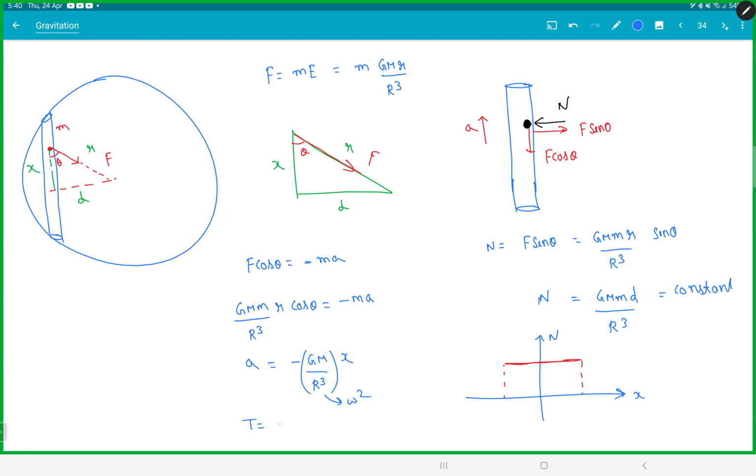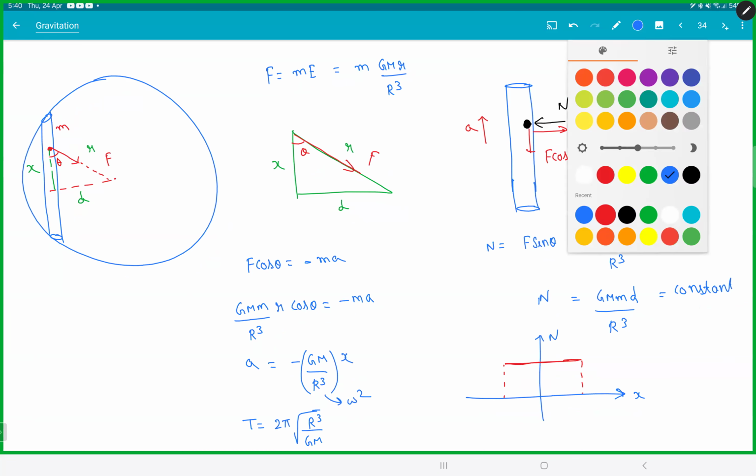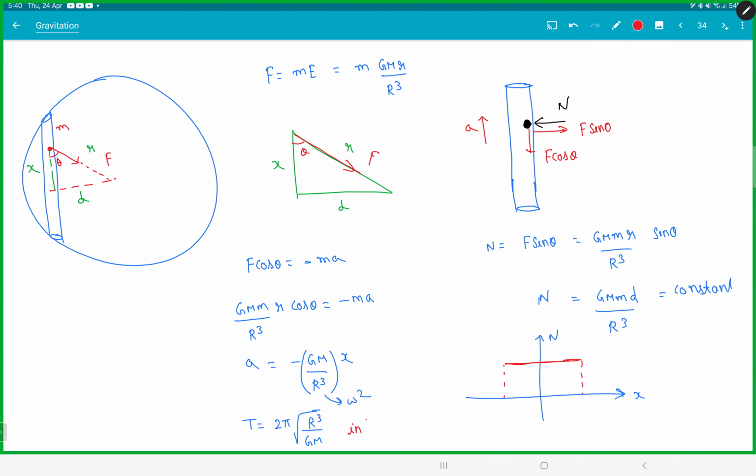Therefore, the time period will be 2 pi root over r cube by Gm. Did you notice something? This answer is independent of D. Means it doesn't matter where you dig the tunnel, the time period for oscillation is same. You dig the tunnel in the center, you dig the tunnel on the side, any chord, it doesn't matter.